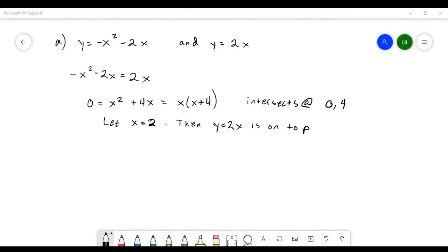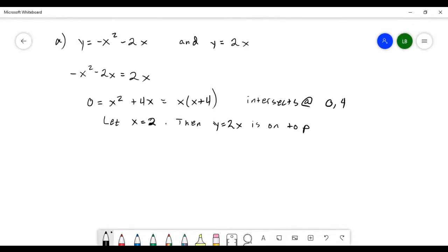Does that answer your question? Okay. You're welcome. I basically just picked it because I knew it was a number between the intersection points. So I could have picked 1 or 3 or 5 halves, basically anything as long as it was between 0 and 4.